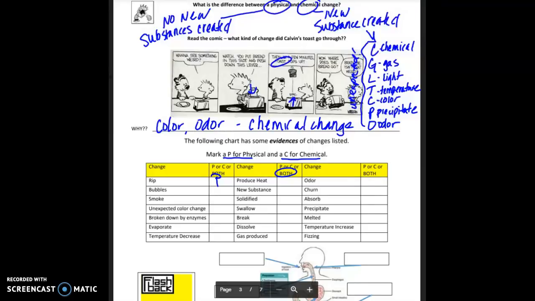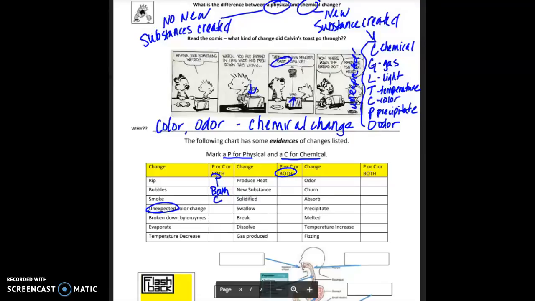Bubbles could be either, because if we have the bubbles from an unexpected, we put two powders together, add a liquid, all of a sudden bubbles come out. We would expect that. That would be chemical. But if we put soap in water and stir it up, we're going to get bubbles, which is physical. So this one can actually be both. Smoke. Smoke is going to be coming from fire. It's going to be burning something. So smoke is always going to be a sign of a chemical reaction.